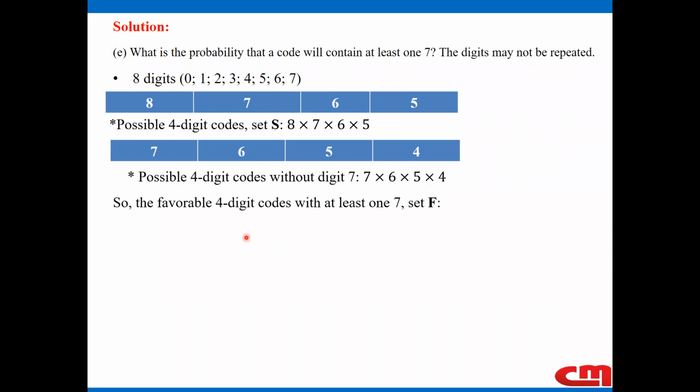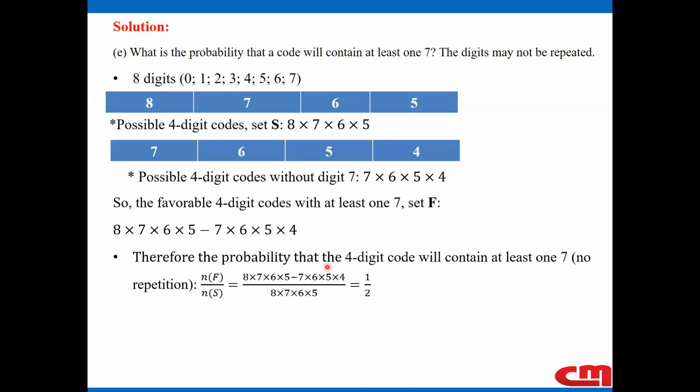Now for our favorable 4-digit codes with at least one 7, which we call set F, we are going to say the possible outcomes minus the outcomes without the 7, to get at least one 7 in the codes. So this is all what it means. This part minus this one without the 7 will give us 4-digit codes with at least one 7, right?